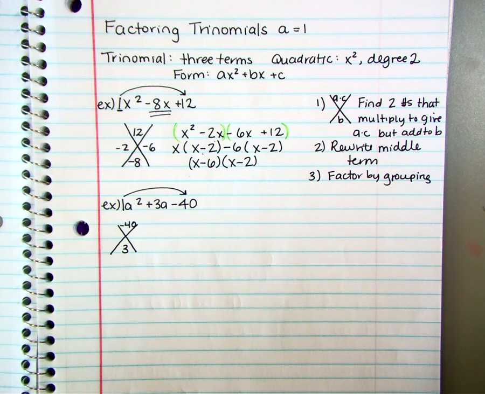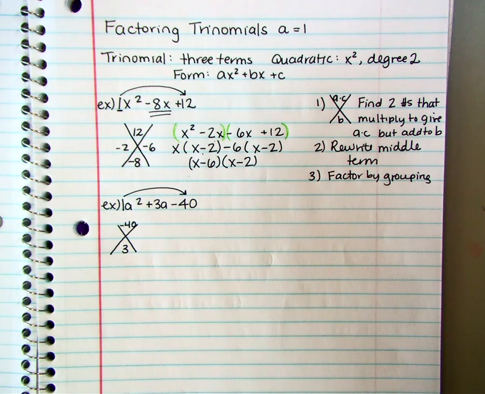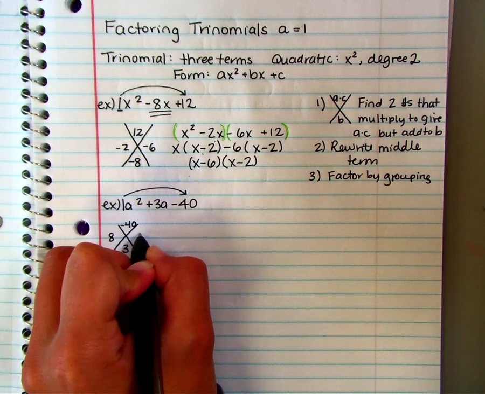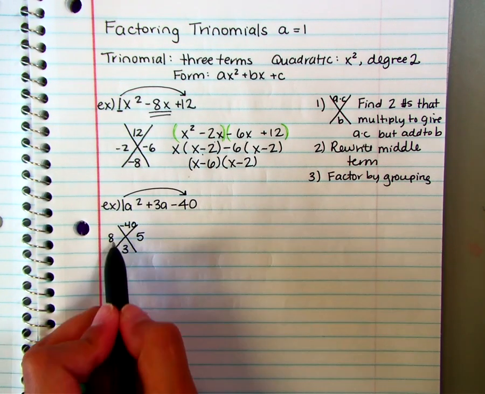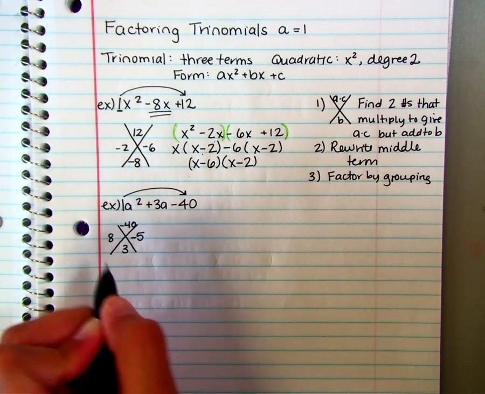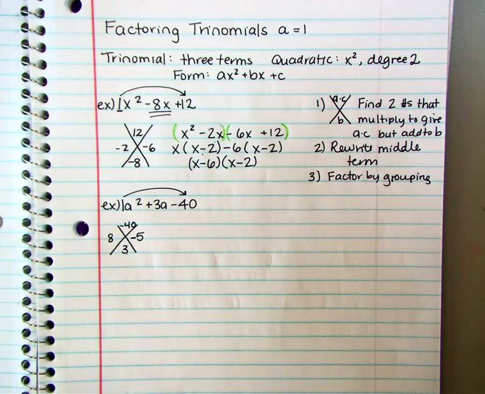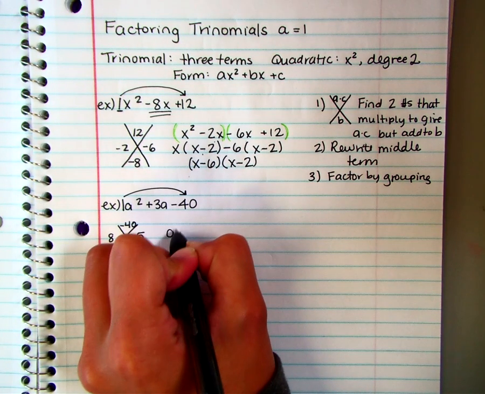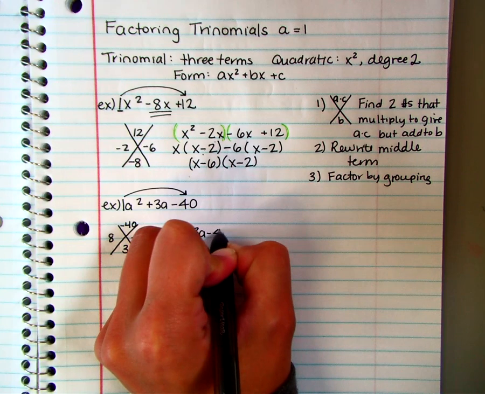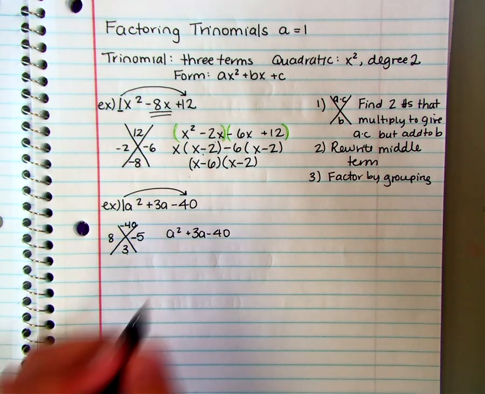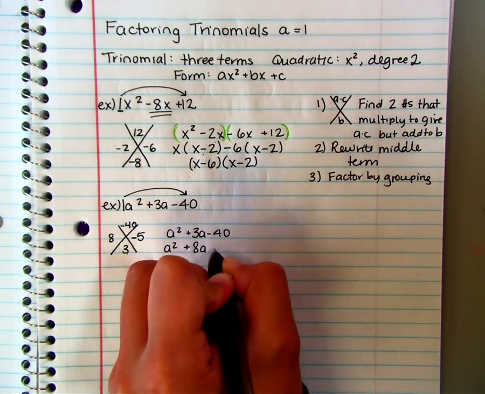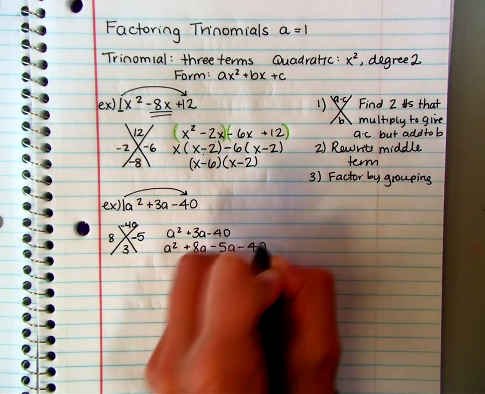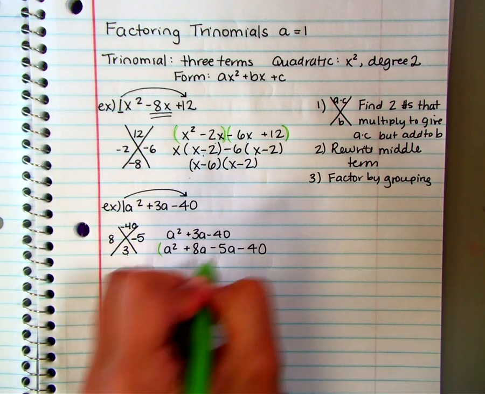And that is it, I believe. And so the only two that would work would be 8 and 5. And since my a times c is negative, one of these has to be negative. And so to keep this 3 positive, 5 would be negative. Then we'll rewrite it. No, I didn't rewrite it yet. a squared plus 8a minus 5a minus 40. We have 4 terms. We'll factor it by grouping.